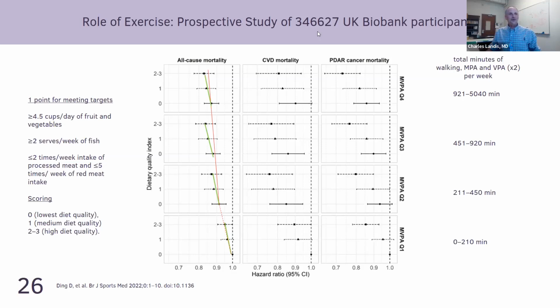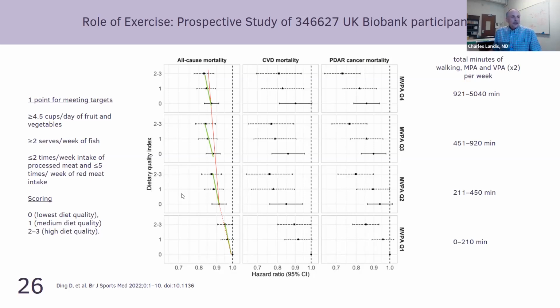This was a study from the UK Biobank, which always presents really interesting results. This was over 300,000 subjects, and they scored their dietary habits, which I think is a pretty low bar. You get a point if you eat processed meat less than 2 times a week and red meat less than 5 times a week, which seems not that great.